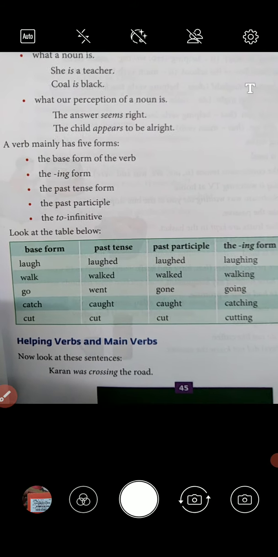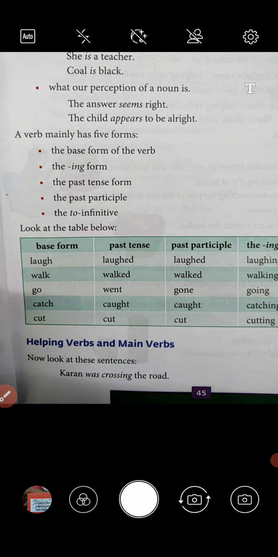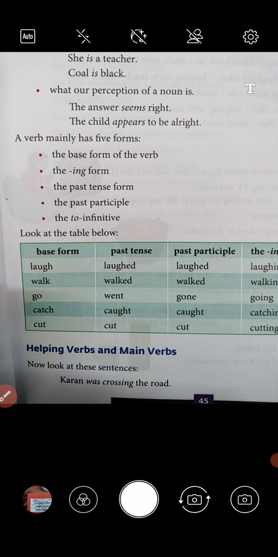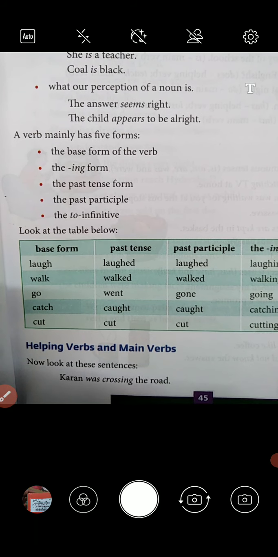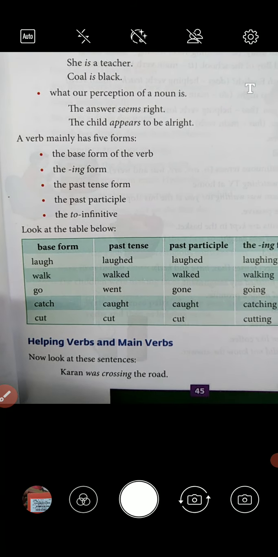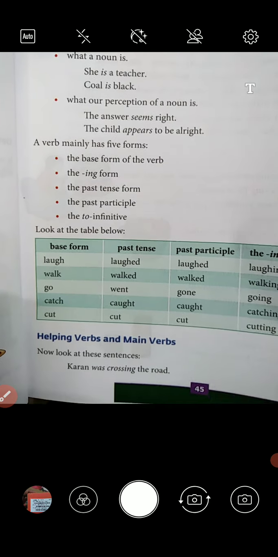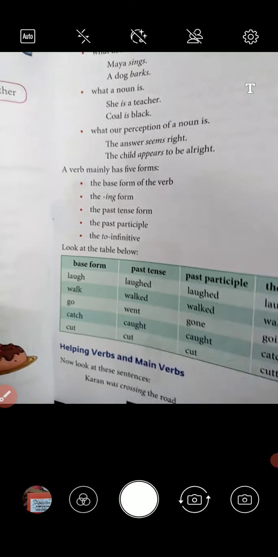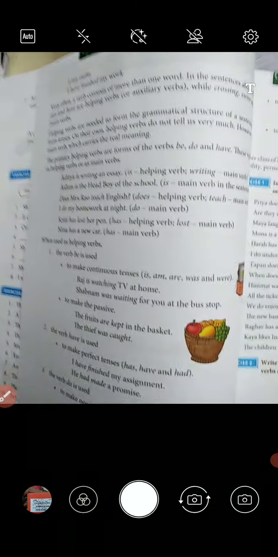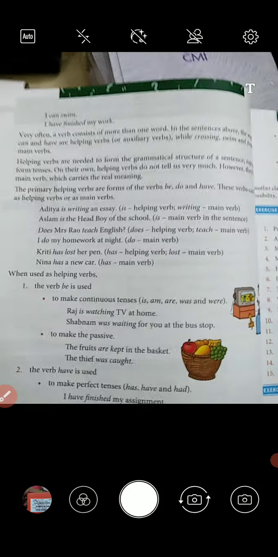Now let us look into the other forms of the verb, that is, helping verbs and main verbs. Now look at these sentences. Karan was crossing the road. Now what is he doing? He is crossing the road. So in this sentence, the action done by Karan is crossing. So the verb is crossing.